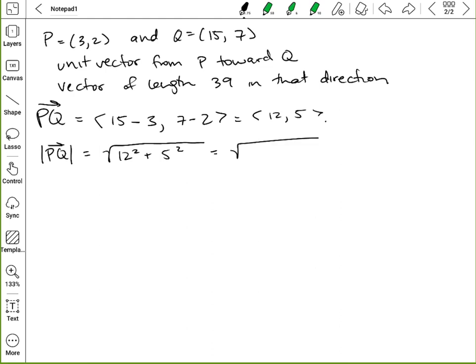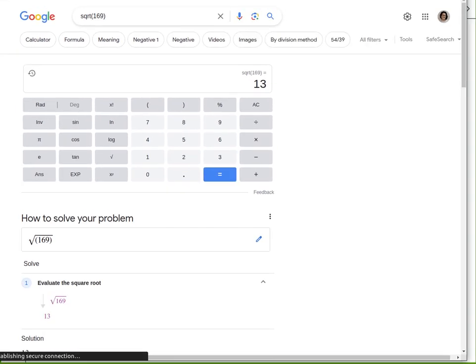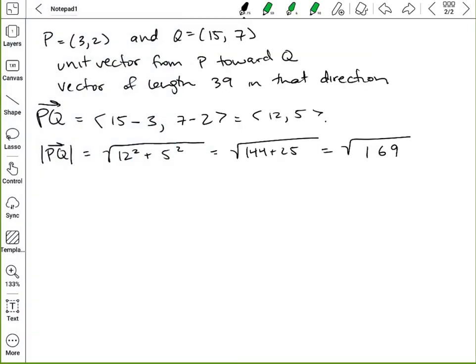So that's the square root of 144 plus 25, which is the square root of 169. And I'm not sure what that is. I'm just checking right now if it's a number. It is, it's 13. So that's the magnitude of the vector that points from P toward Q.